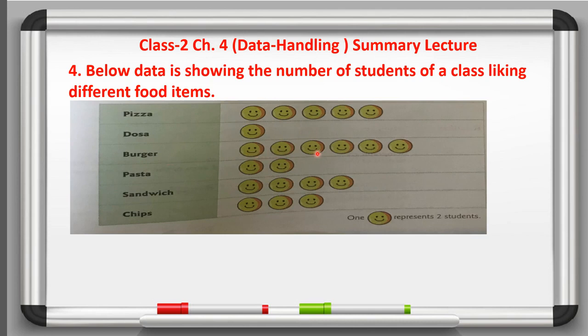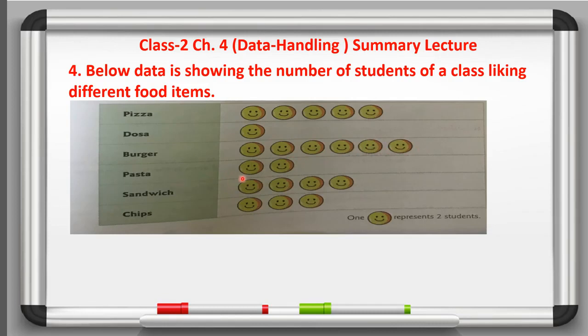1, 2, 3, 4, 5, 6. So 6 multiplied by 2. ठीक है, मीन्स जितनी स्माइलीज हमें दी हुई हैं हम उतने स्माइलीज को जो वन स्माइली का मीनिंग है यानी 2 स्टूडेंट्स हम उसको 2 से मल्टीप्लाई करेंगे. अगर यहाँ 5 दिया होता तो हम इसे 5 से मल्टीप्लाई करते, 3 दिया होता तो 3 से मल्टीप्लाई करते. So 6 multiplied by 2 that is equal to 12.